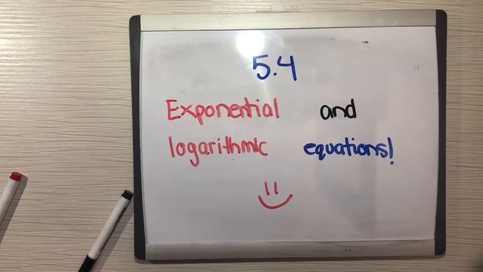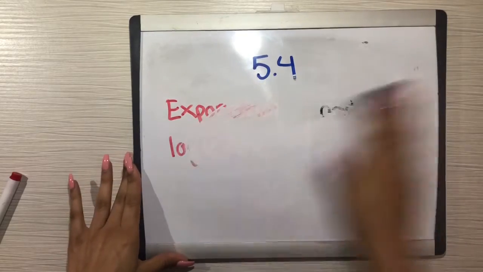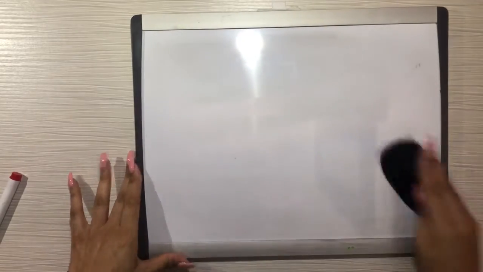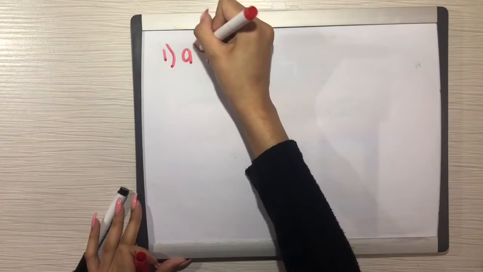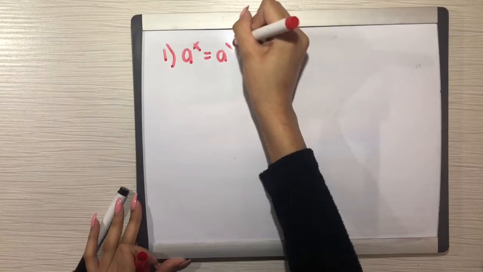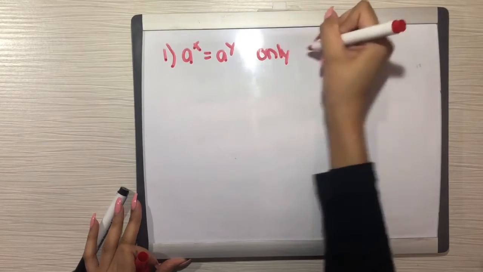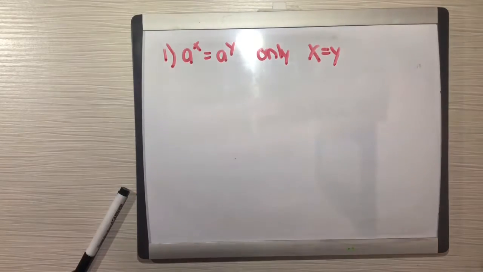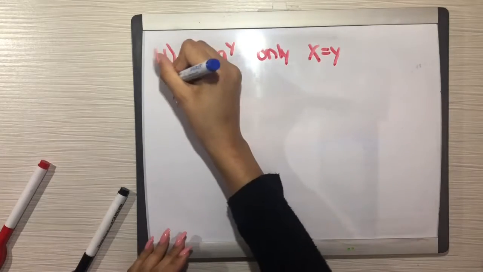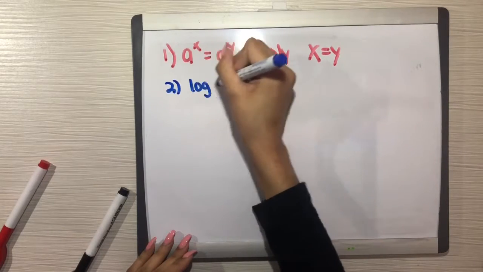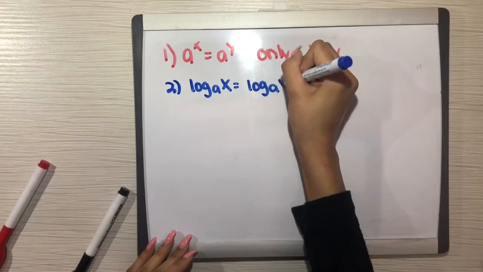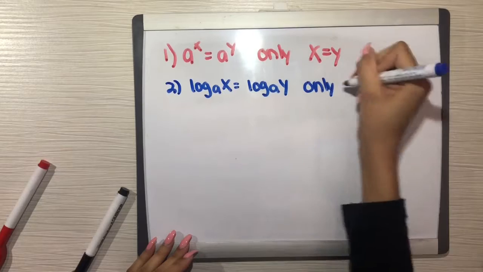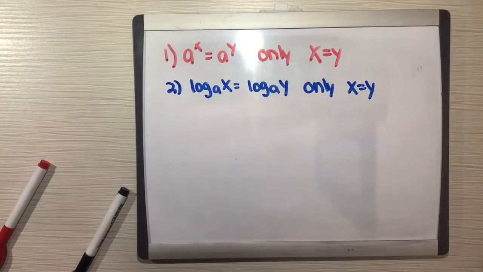I'll be going over exponential and logarithmic equations from chapter 5.4. To start off, we're going to be talking about some rules for solving these equations. First rule, a to the power of x equals a to the power of y only if x equals y. Second rule, log base a of x equals log base a of y only if x equals y.